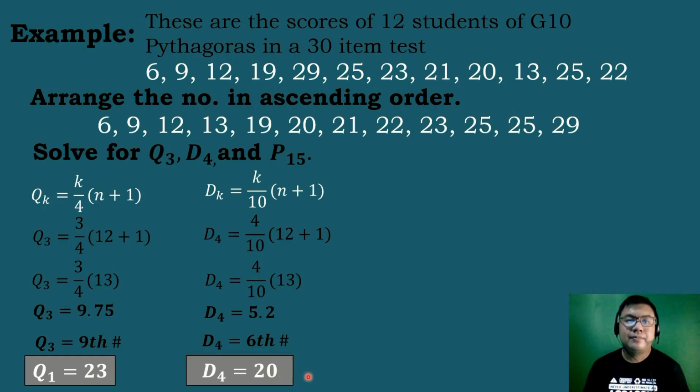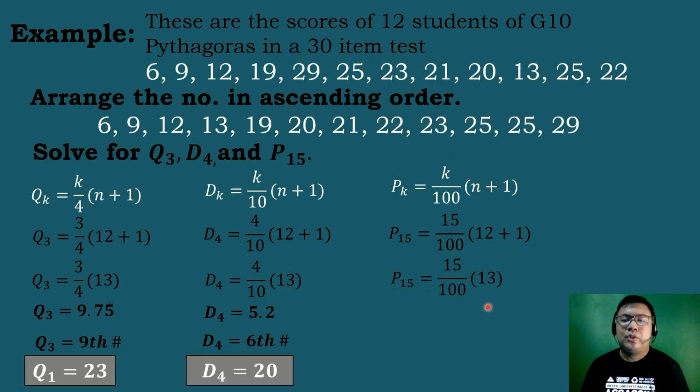And then let's try to solve for the value of percentile 15. We will be using this formula. P sub k is equal to k over 100 times the quantity n plus 1. And then we have P sub 15, the value of k is equal to 15, over 100 times the quantity, the value of n is equal to 12 again, 12 students, plus 1. 12 plus 1 is equal to 13. 15 times 13 divided by 100 is equal to 1.95.